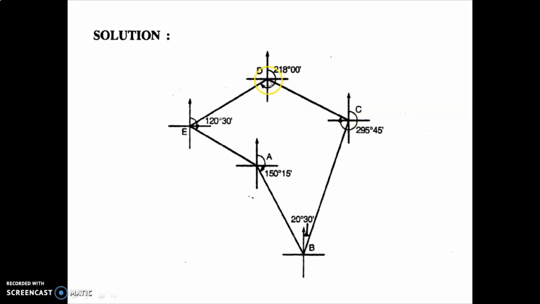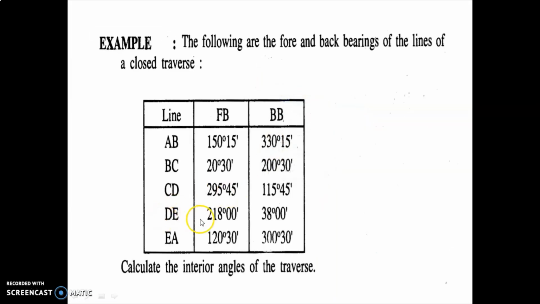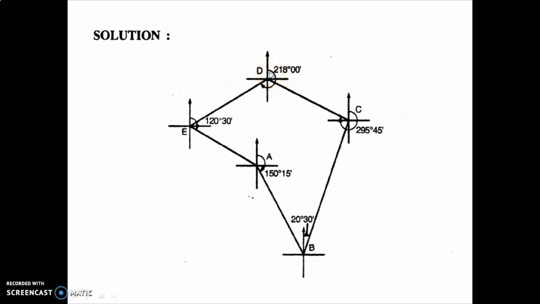From D to E, again you have to draw one traverse line. What is the forebearing reading? 218 degree 0 minutes. So 218 means it will be in the third quadrant. So again you have to draw a line this way. You have to mention the quadrants: first quadrant, second quadrant, and third quadrant. From D to E, you draw this line, and you mention the angle 218 degree.